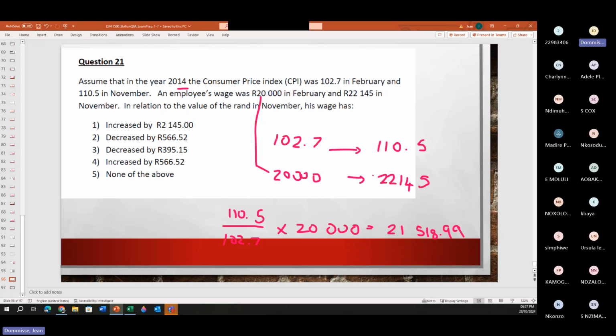So let's also just check in relation to the value of the rand in November. And so let's just convert those two. Just want to check if that is also maybe the other way around. So let's just quickly do that.